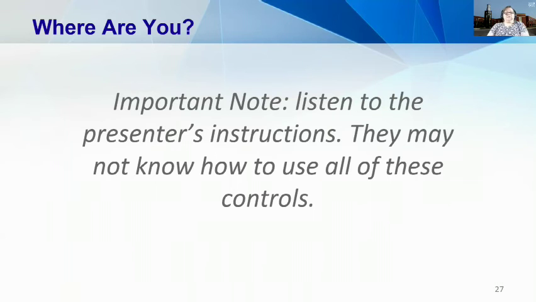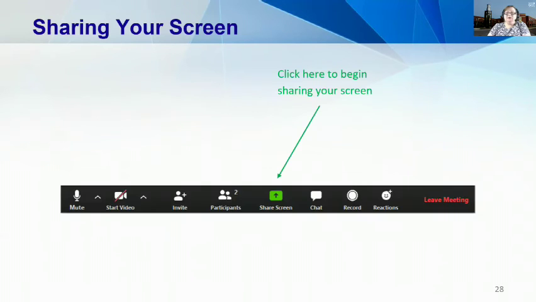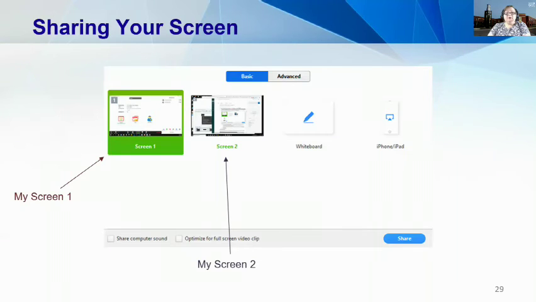Now let's talk about the big one, which is sharing your screen. If your presenter has given you permission, you can share your screen with a group. That icon is near the center of the black bar, and it looks like a TV with an arrow pointing up. When you click on it, you get an options screen. Many people kind of gloss over the screen, but there's a lot here. You notice that I have two different screens I can share. It's because I have two different monitors on my computer, but this works even if you only have one screen.